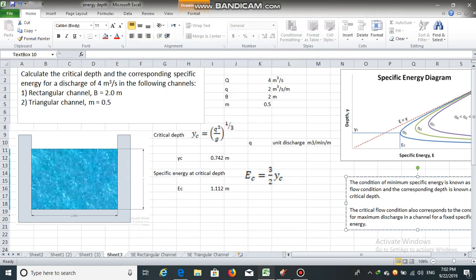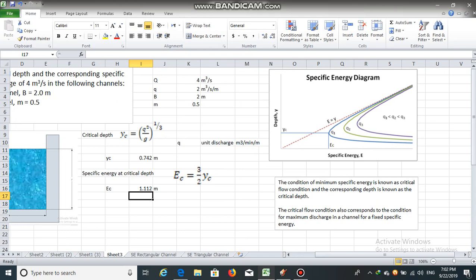Calculate the critical depth and the corresponding specific energy for a discharge of 4 meter cube per second in a rectangular channel of width 2 meters and in a triangular channel with side slope 0.5. Now, critical depth corresponds to minimum specific energy. The condition of minimum specific energy is known as critical flow condition, and the corresponding depth is critical depth.